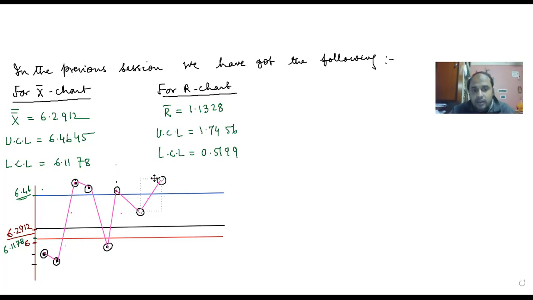So after getting all the pictures, you can do the same thing, a similar thing, for your R chart also. So you have to repeat the process for the R chart. So I'm writing over here, repeat the same for R chart.